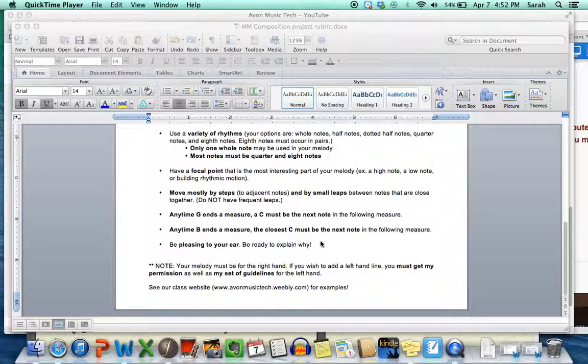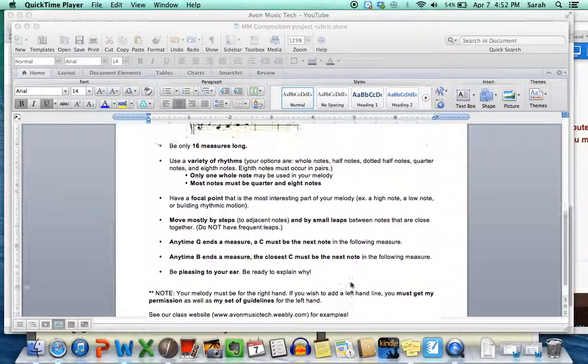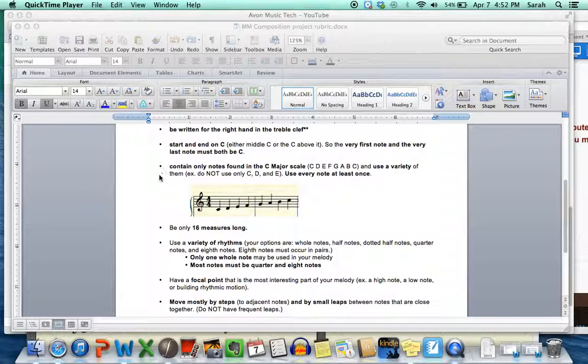And your melody must be pleasing to your ear. This is subjective. Remember, we talked about what subjective means. It means it has to do with what you think. It's your opinion. But be ready to explain why. Some of us may think your melody isn't so great, and that's just how life is. But if you can explain why it's pleasing to your ear, that's what I care most about. Our class website will have more examples detailing whether or not they're good or bad based on these criteria.